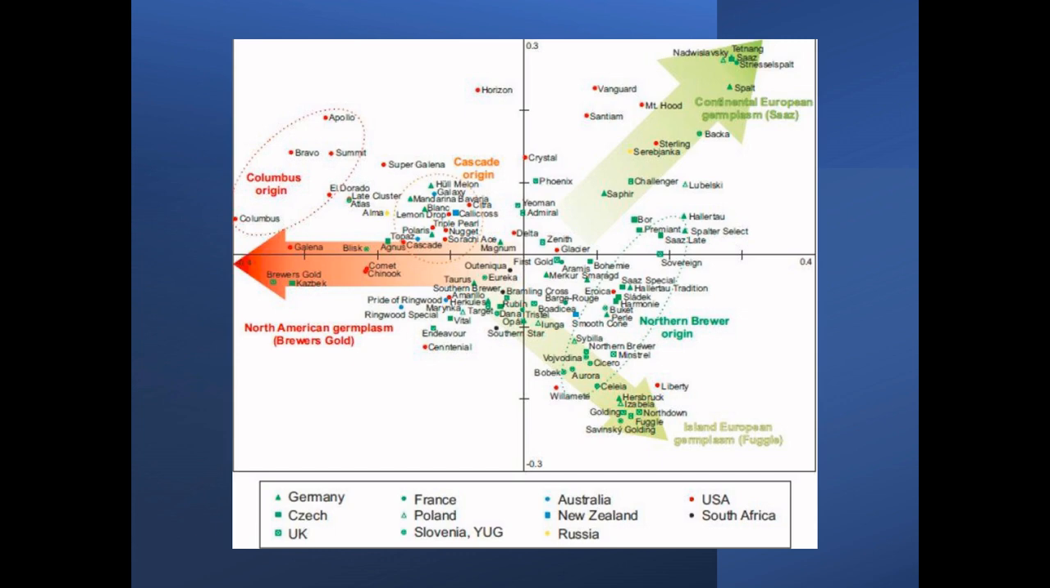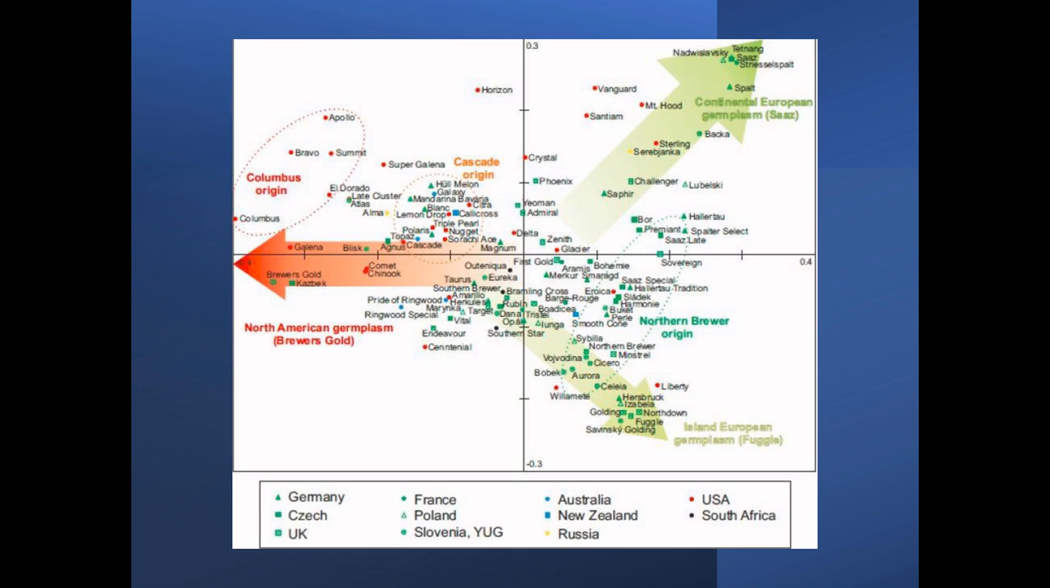The European group is divided into two separate subgroups. These were the pre-existing groups known as the Saaz group, which is found in mainland Europe, and the Fuggle group, which is found in the European islands. The American cultivar groups also splintered into two subgroups. One consisted of the Columbus and Cascade series of cultivars.